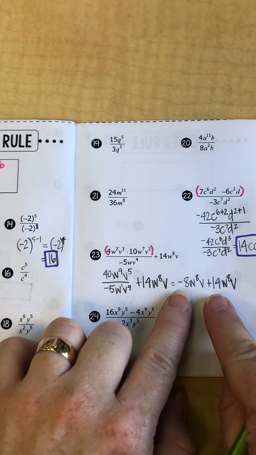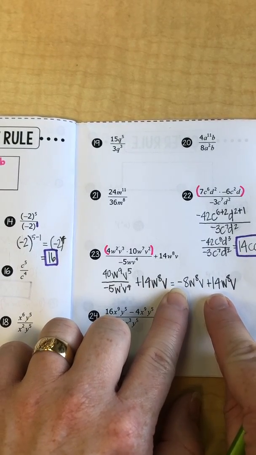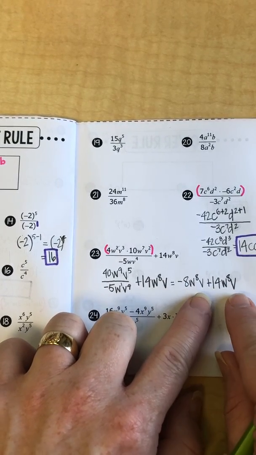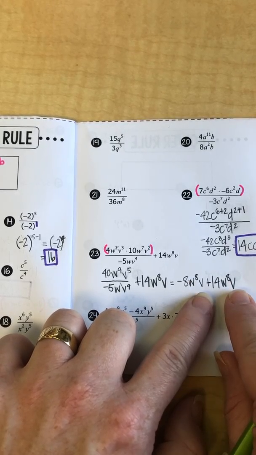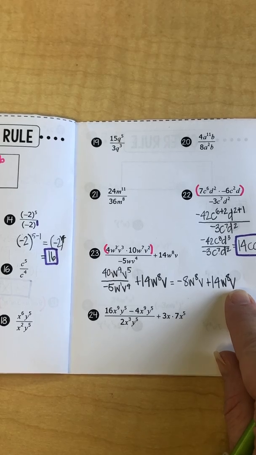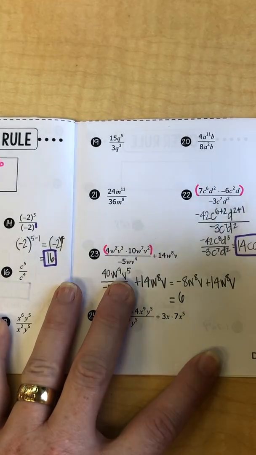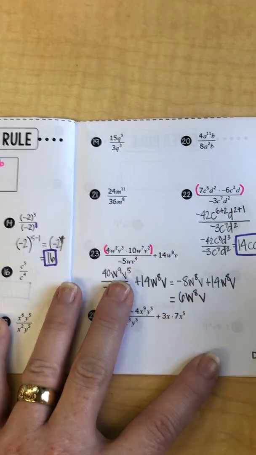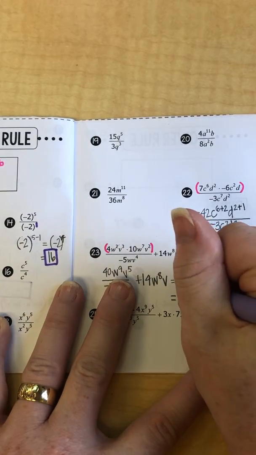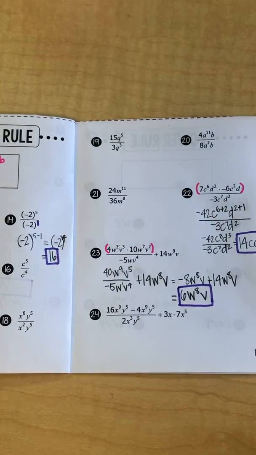Remember, if I'm going to add these two terms together, I have to make sure that I have the same variables and the same powers. Both of these have W to the 8th V, so I know I am good, okay? Now I know that negative 8 plus 14 is 6. So this is going to give me 6W to the 8th V. And that will be my final simplified answer.